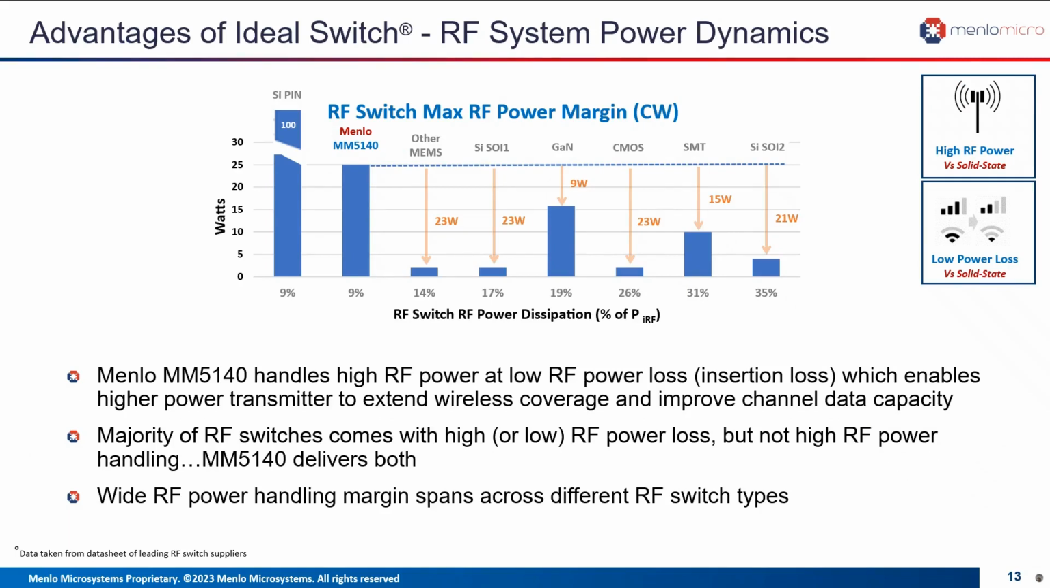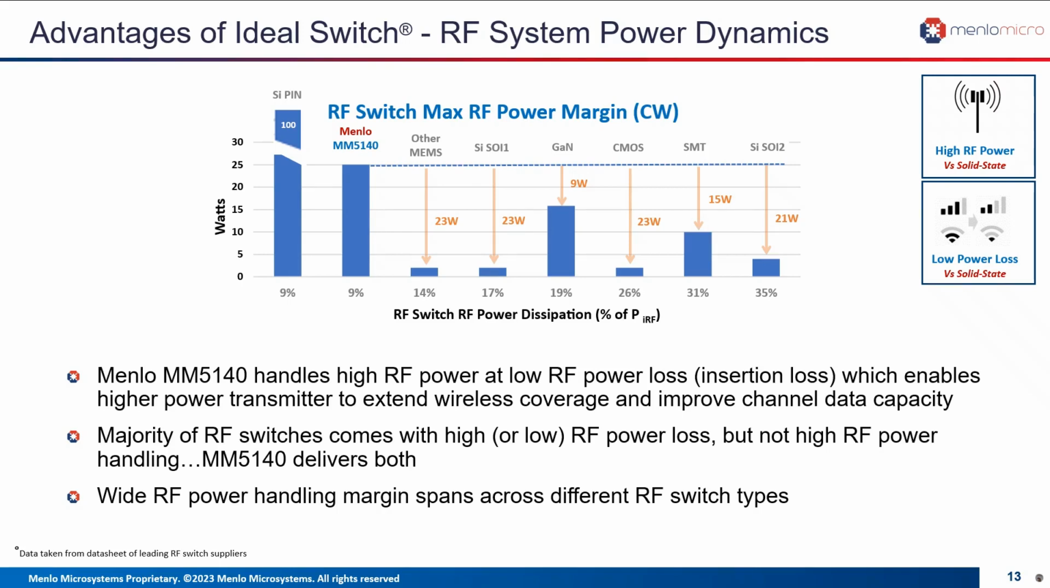In terms of system power dynamics, Menlo's MEM5140 switch, with its higher rated RF power handling and also low insertion loss together, improves the RF system link budget by enabling a high power transmitter to extend the wireless coverage, for instance, and also eventually to improve the channel data capacity, which I'll highlight on a later slide.